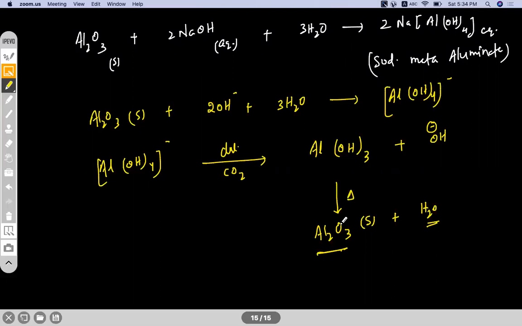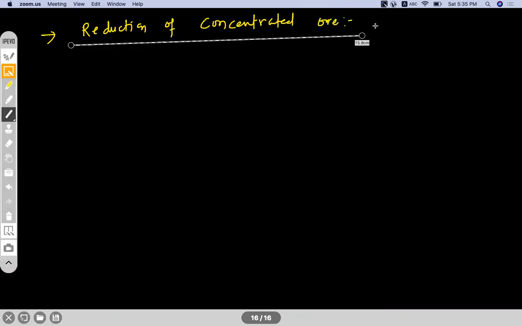So next step, after concentration of ore, we have leaching. After leaching, we have reduction of the concentrated ore. Reduction of concentrated ore. Okay. Write down.